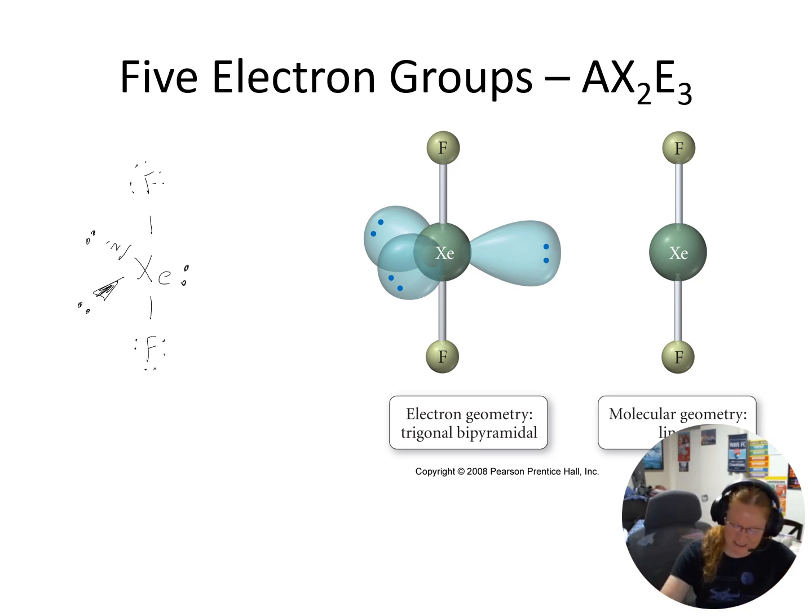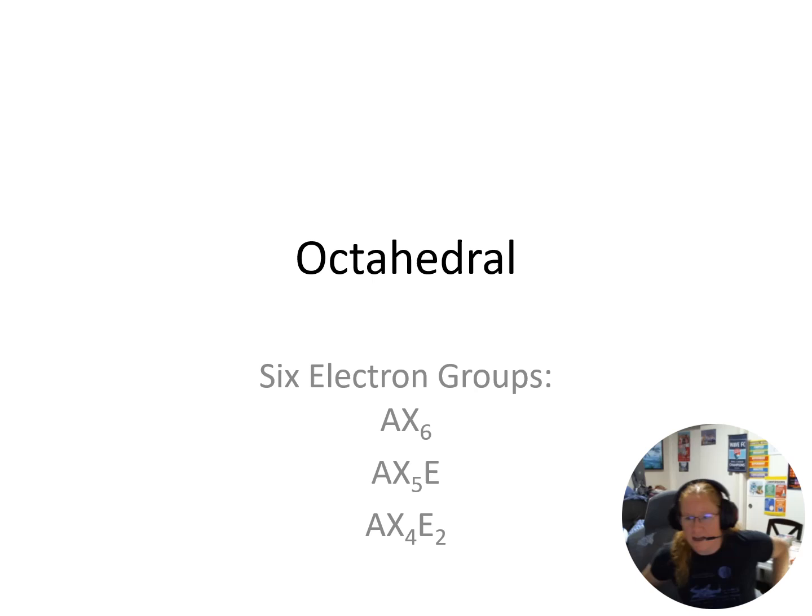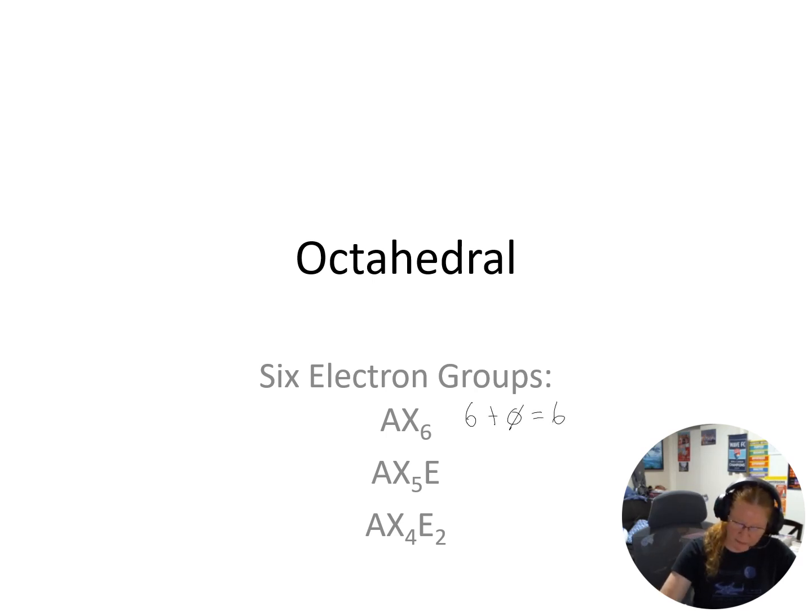All right, octahedral is our last one, our 6 electron groups. This one's fairly simple. There's not as many things we can do. So in this case, we're not going to go all the way down to just 3 atoms. You notice here that I only have 3 different subsets that are going to fall under our 6 electron groups. I've got no lone pairs, so 6 plus 0 is going to give me 6. I have 1 lone pair. 5 plus 1 still gives me 6. And I have 2 lone pairs. 4 plus 2, also coincidentally enough, gives me 6.